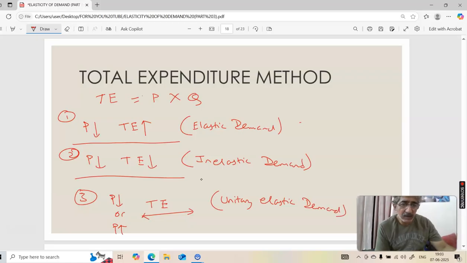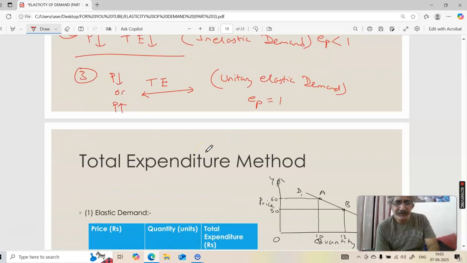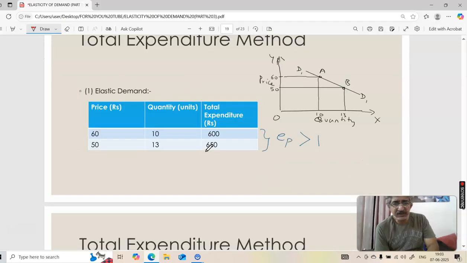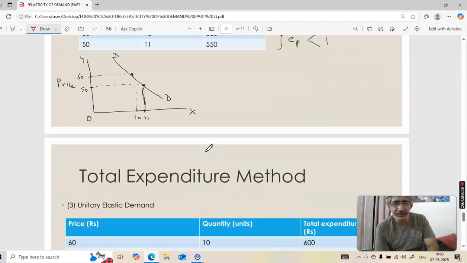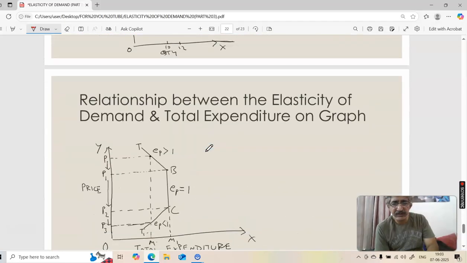Elastic demand would be when EP, that is the symbol for price elasticity, is greater than 1. Inelastic demand would be when EP is lesser than 1. And unitary elastic demand is when EP, price elasticity, is equal to 1. This was a revision of the basic concept of the total expenditure method, which I discussed in my previous video, these three cases.